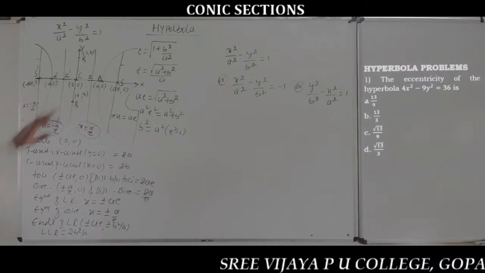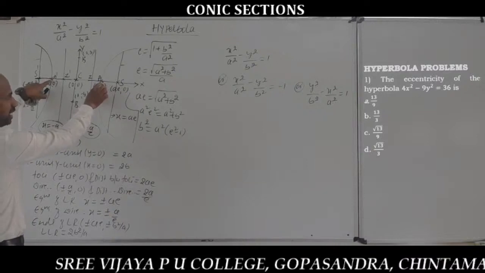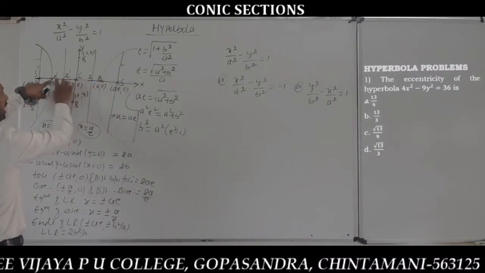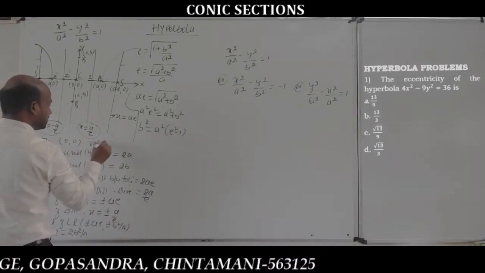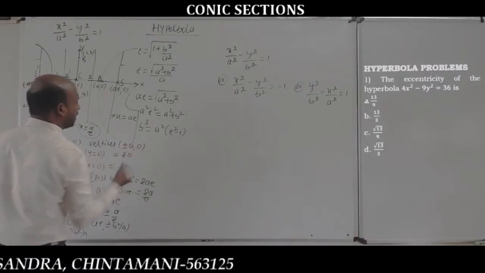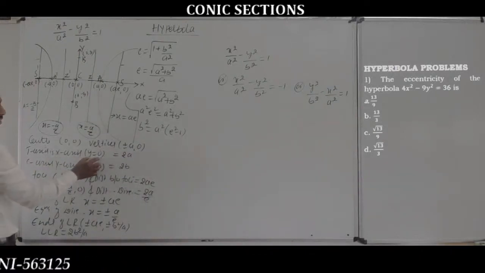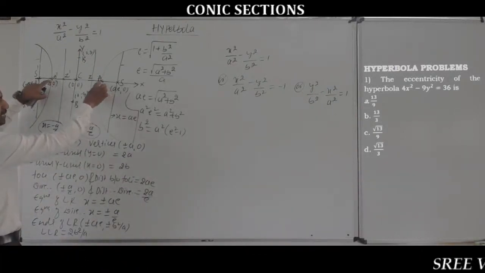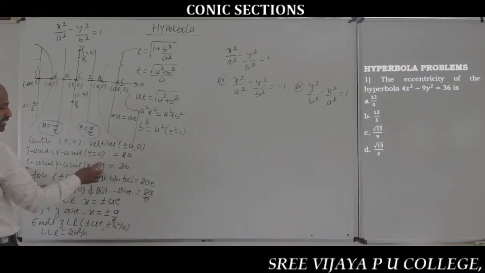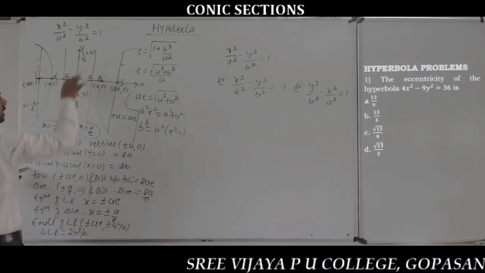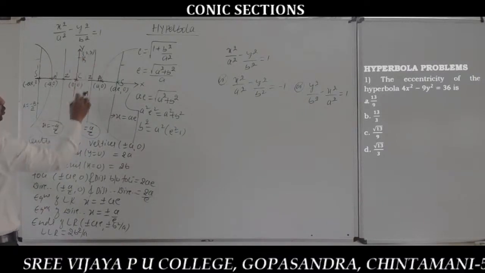We call the x-axis the transverse axis and the y-axis the conjugate axis, and the vertices of the hyperbola are A and A dash, with coordinates plus or minus a comma 0. So we call the x-axis the transverse axis. Its equation is y is equal to 0, and the length of the transverse axis is 2a. We call the y-axis the conjugate axis. Its equation is x is equal to 0, and the length of the conjugate axis is b dash, where b dash is equal to 2 times b.